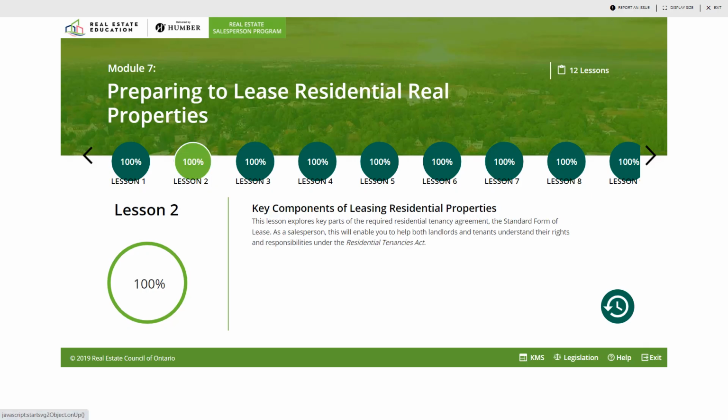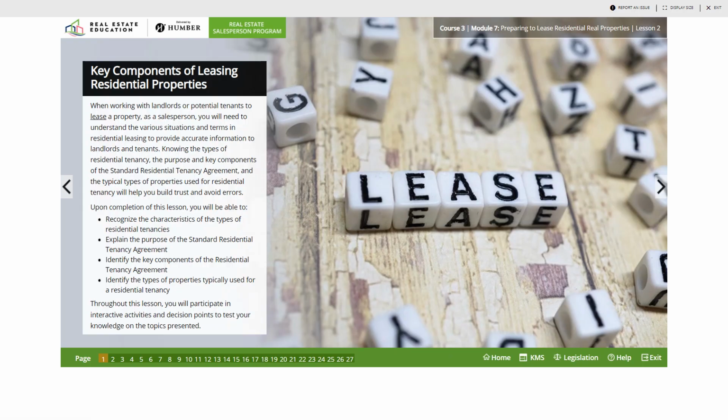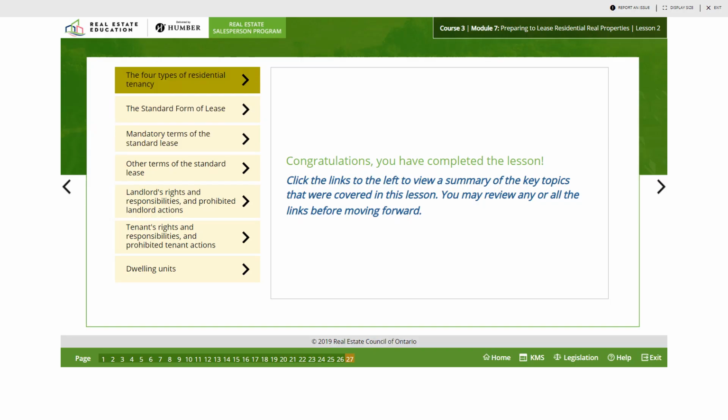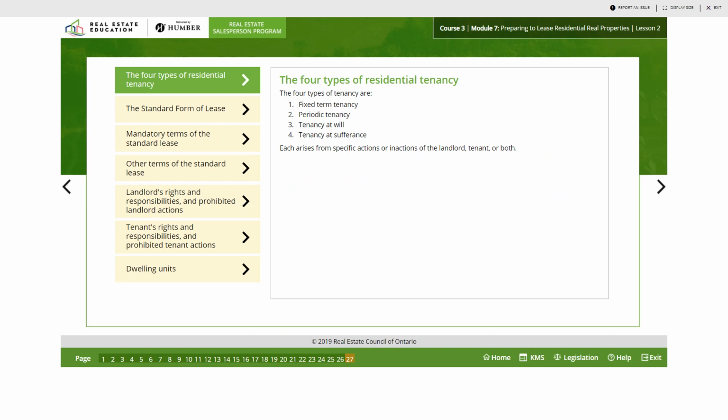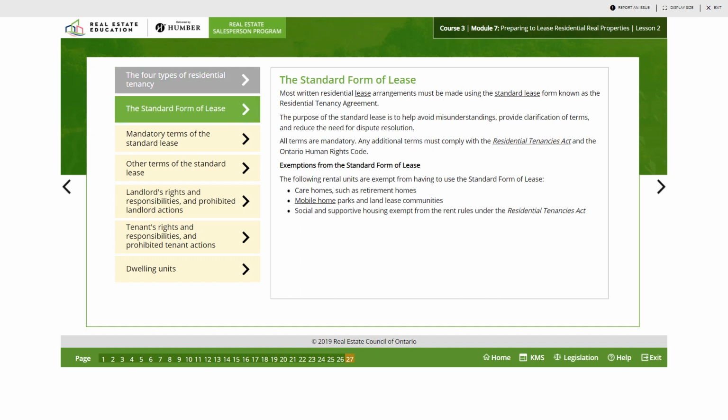Moving on to Lesson 2, key components of leasing. So, the 4 types of residential tenancies. The 4 types of tenancy are 1 fixed term tenancy, 2 periodic tenancy, 3 tenancy at will, and 4 tenancy at sufferance. Each arise from a specific action or inactions of the landlord, tenant, or both. The standard form of lease.